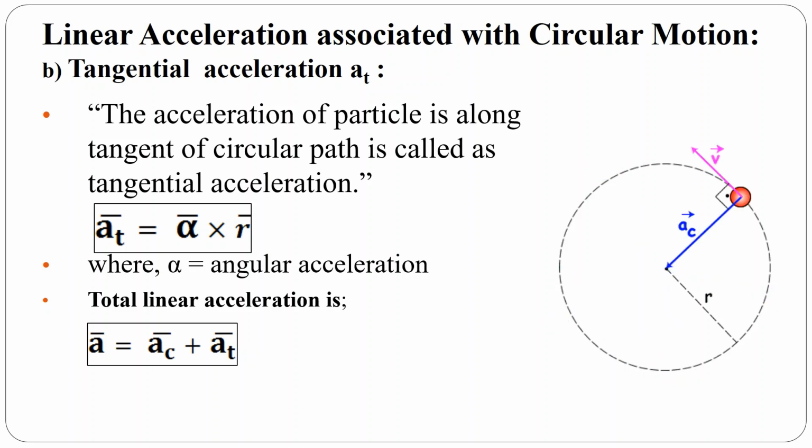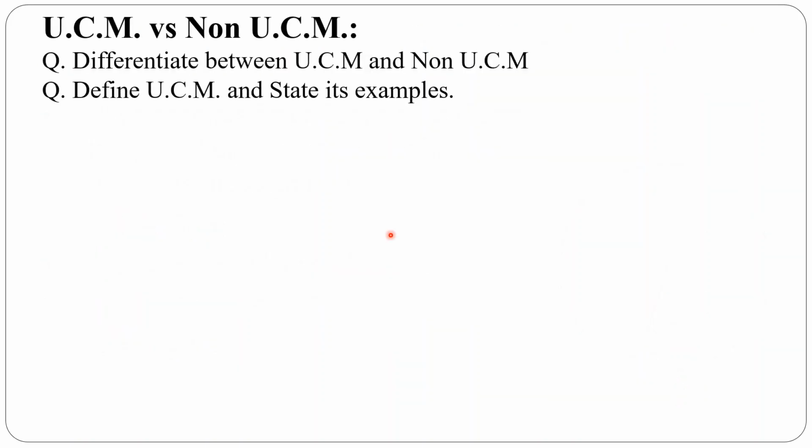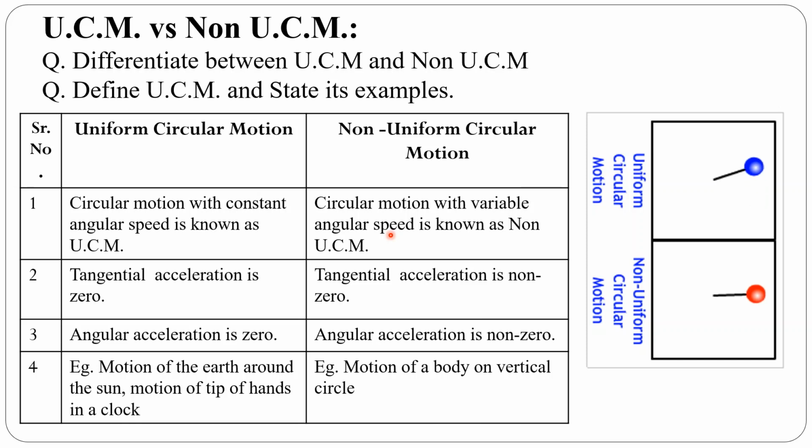So let's move to the next point, that is uniform circular motion and non-uniform circular motion. In this we discuss uniform circular motion and non-uniform circular motion. A question can be asked in the exam: differentiate between uniform circular motion and non-uniform circular motion. Or a question can be asked: define UCM and state its example. First we discuss the difference between uniform and non-uniform circular motion.